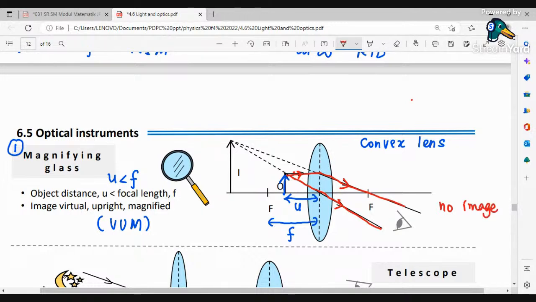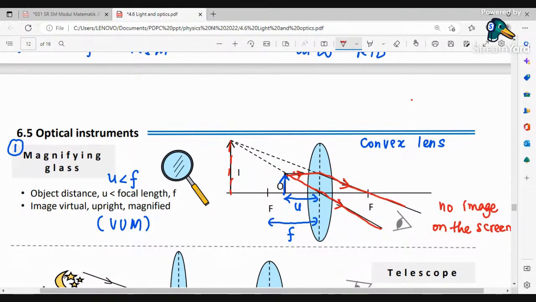When you look through the magnifying glass, you will observe an image which is bigger. So the image formed here is a virtual image. What you do is extend the lines to the back and they intersect here. This is the position of the image formed: virtual, upright, magnified. So this one is for the magnifying glass.